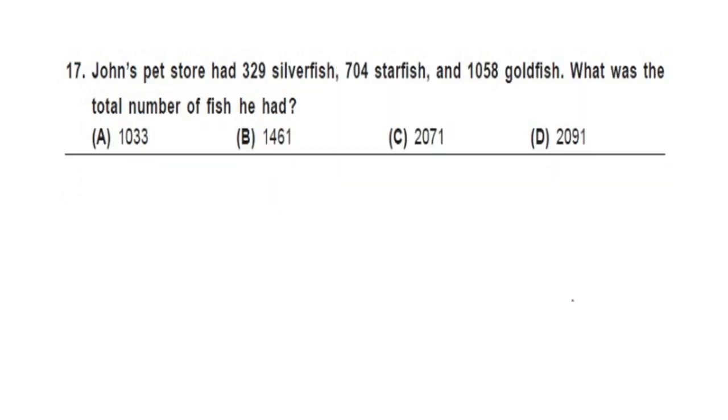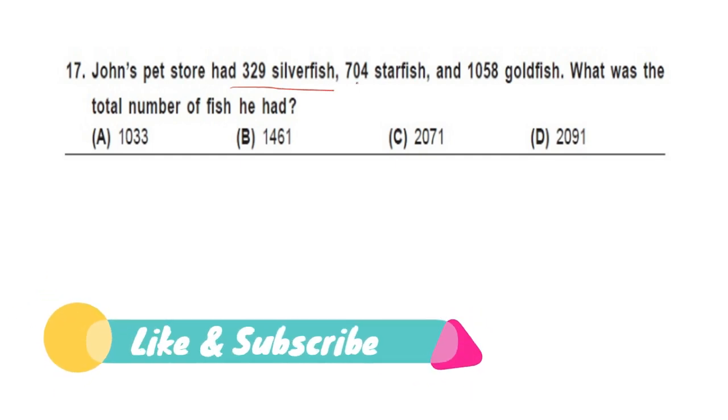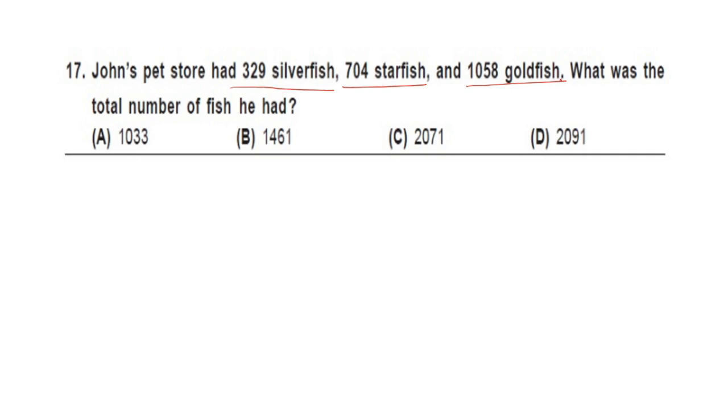Next question. John's pet store had 329 silverfish, 704 starfish and 1058 goldfish. What was the total number of fish he had? Is it option A, 1033? Is it option B, 1461? Is it option C, 2071? Or option D, 2091? Your time starts now.